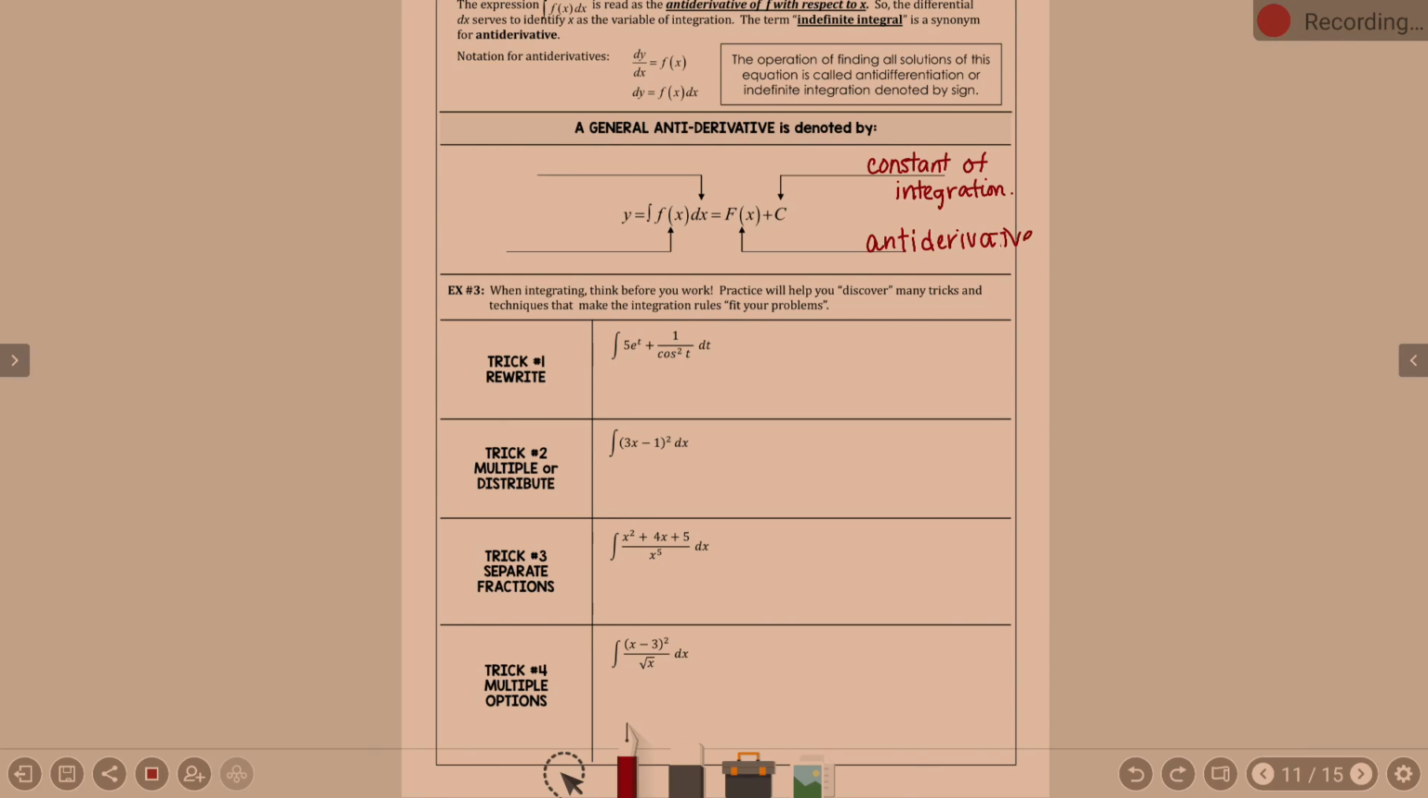And I don't know why I started filling out this side first, but I did. I don't know that it matters. So it's your antiderivative.